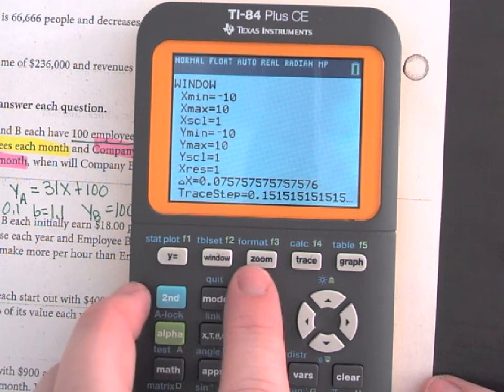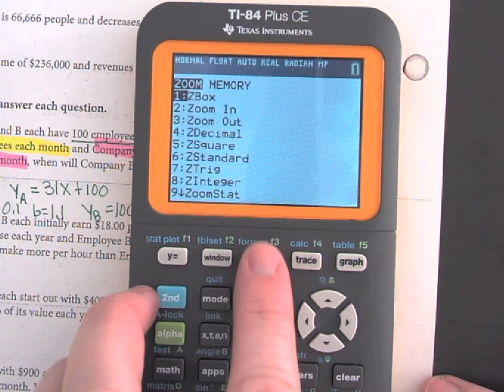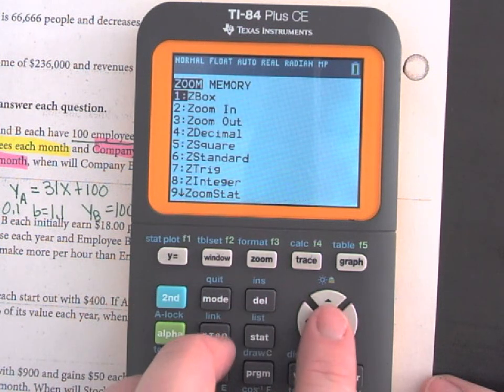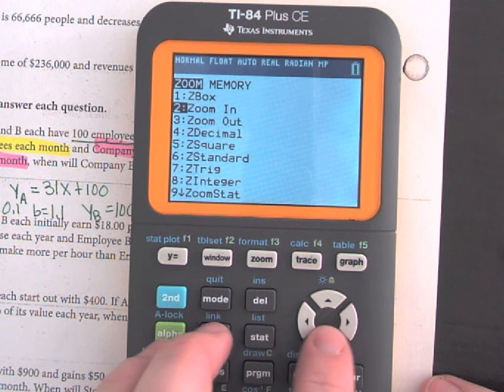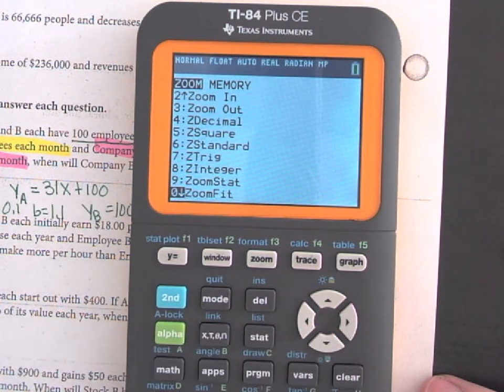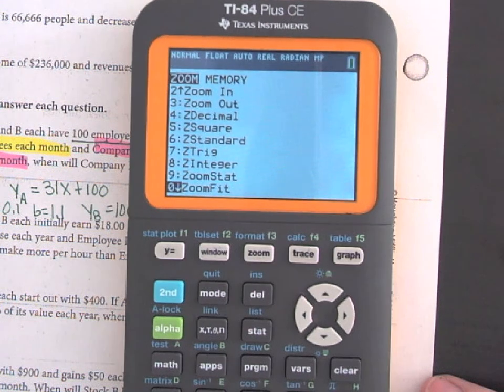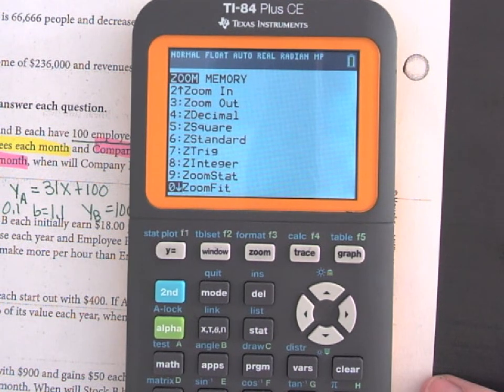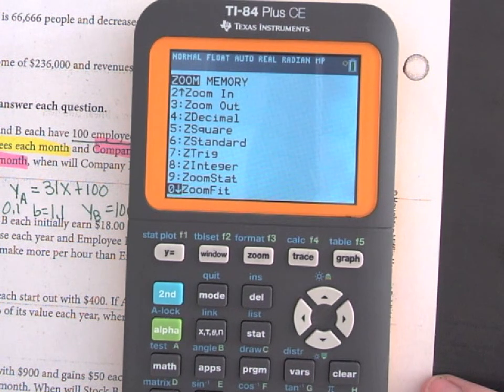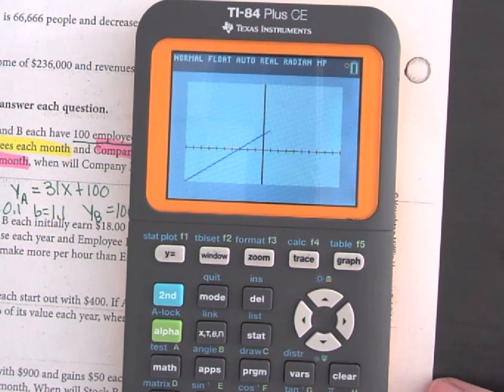So instead I can go over here to zoom, and then I can go down and zoom in different ways. The one that I want to do, I'm going to scroll down. I want to do zoom fit, because then this is going to give me what the calculator thinks is a really good picture of my graph. Then I'm going to hit enter, and see the wheel is spinning, so it's trying to figure out the best fit for my graph.